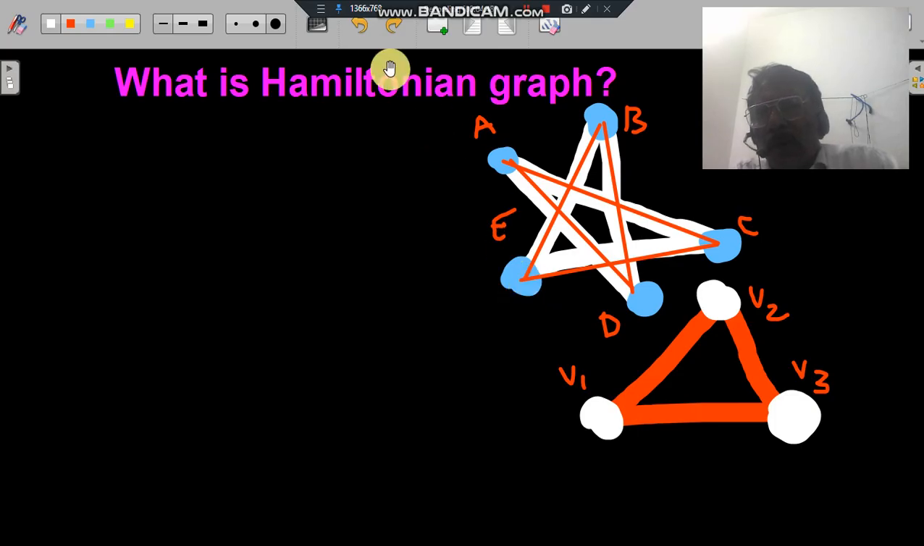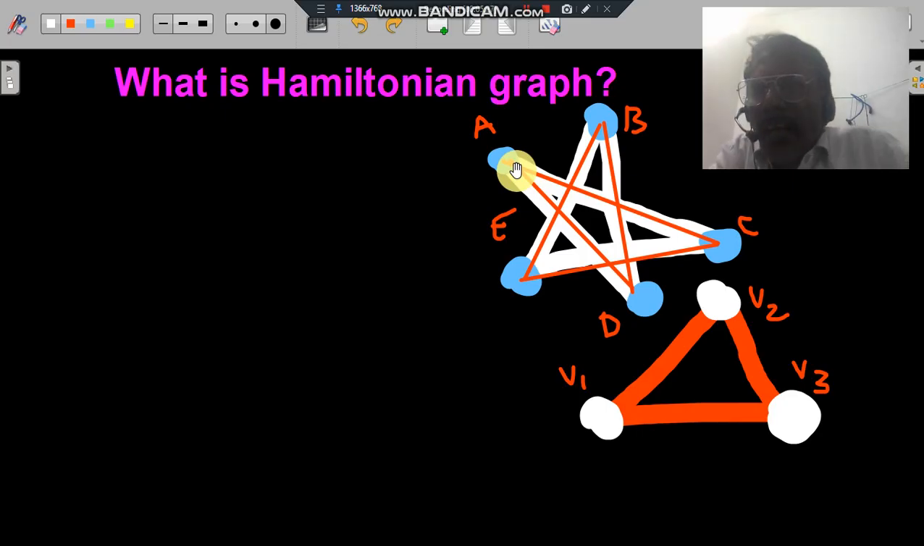Okay, now look again. First vertex A, second vertex C comes only one time. Now vertex E comes only one time, and vertex B is reached only one time, and D appears only one time on the way, and A appears only one time. So this is a cycle in which all the vertices lie but only once.